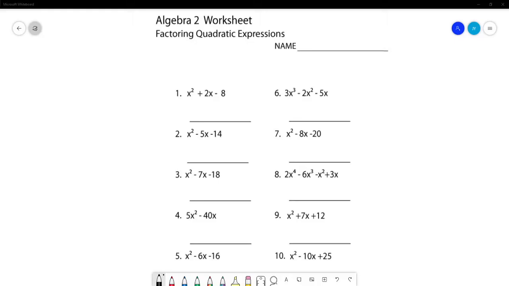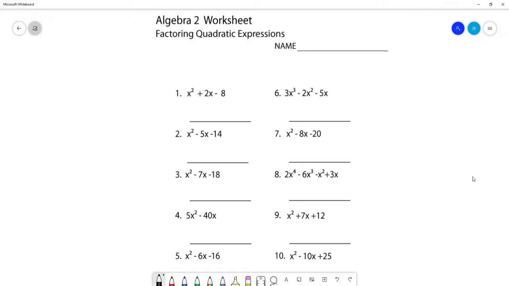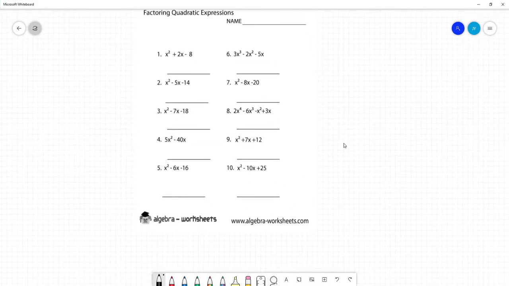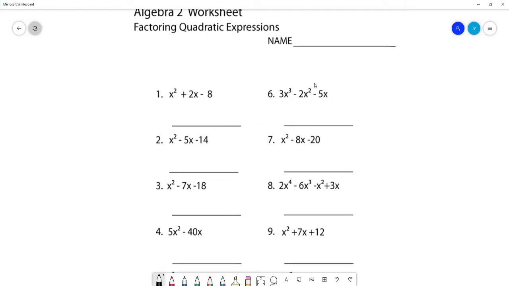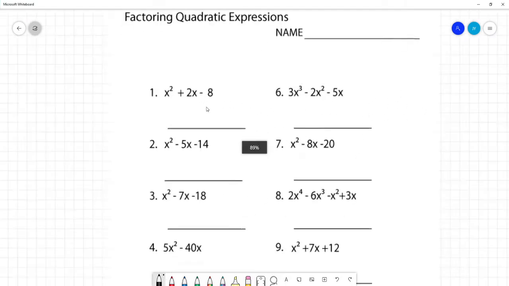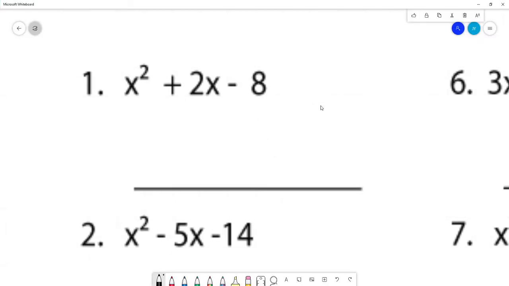We're going to be talking about factoring quadratic expressions using this worksheet provided by algebraworksheets.com. Be sure to check them out. We're going to be walking through each of these problems, explaining how to do them and our reasoning. Start with the first one.